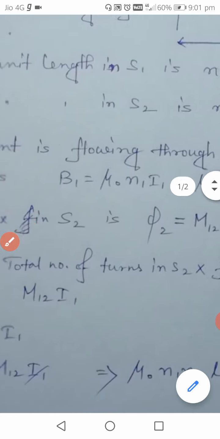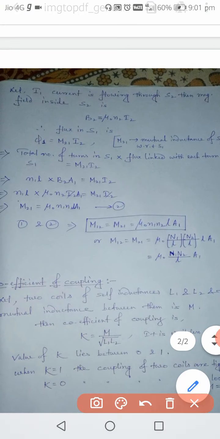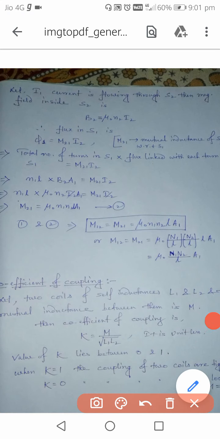But which coil are we taking? S1. We need how much flux is associated with S1. So why take the outer region? S1 is only this part. So we will take the flux which is inside S1. Which area do we consider? The area of S1, that is A1. I think this is clear. That is why in the second case also the area is A1. Then I2 gets cancelled. What do we have? M21 equal to this. Isn't it the same as equation 1?